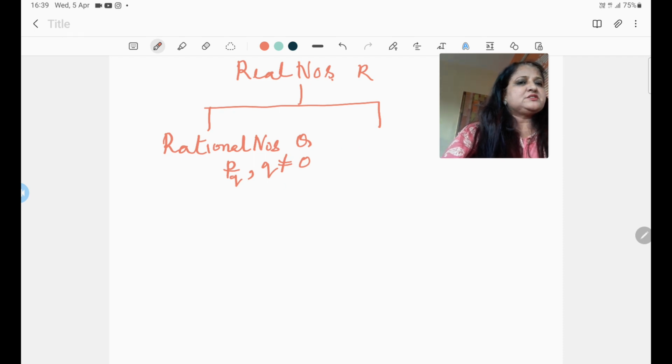So rational numbers include all kinds of numbers like fractions and integers, all inclusive, because in case of integers, the denominator is 1. Now it's divided into rational numbers and irrational numbers.